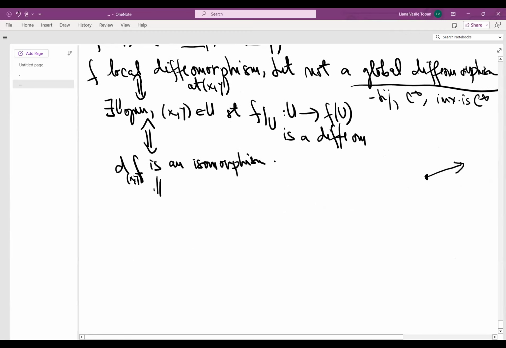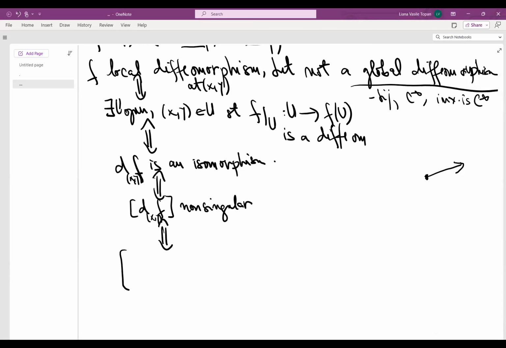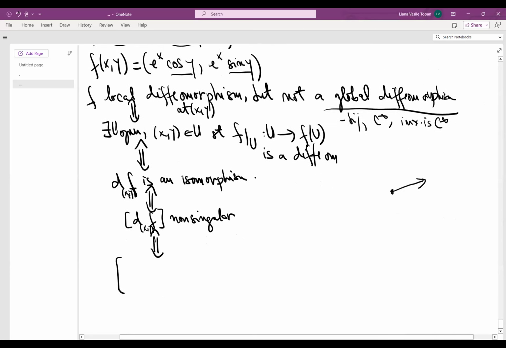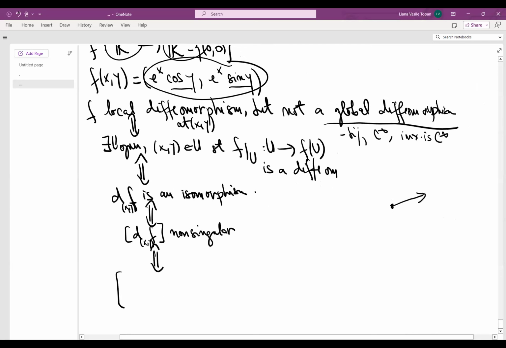This is equivalent to saying that the matrix of the differential is non-singular. But what's the matrix of the differential? It's the Jacobi matrix, right? So what is the Jacobi matrix for this function? Again, partial derivative with respect to x, that's exponential of x cosine of y. Partial derivative with respect to y. Partial derivative with respect to x, partial derivative with respect to y. All right, so this must be non-singular.